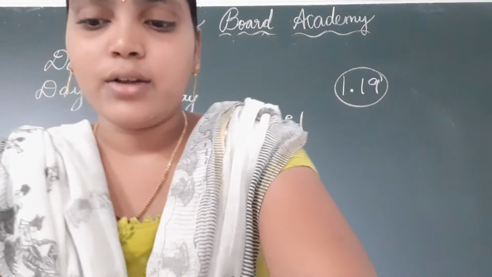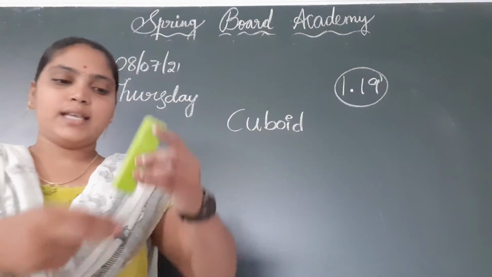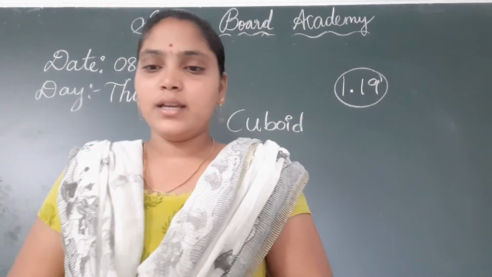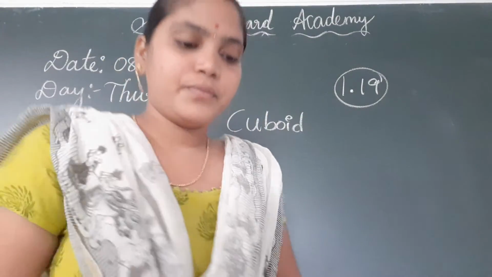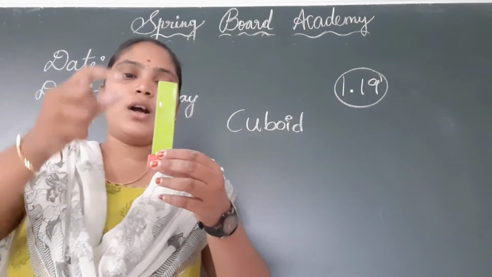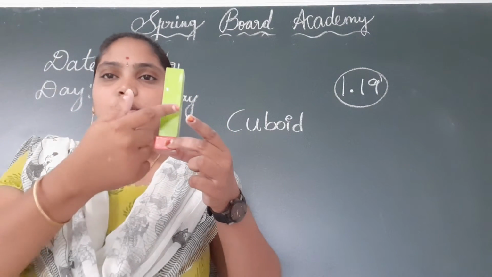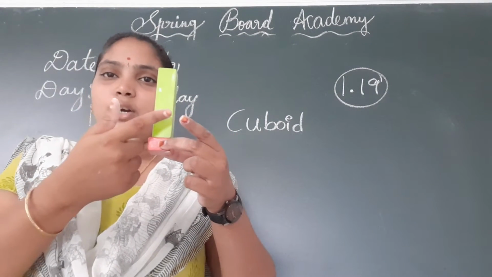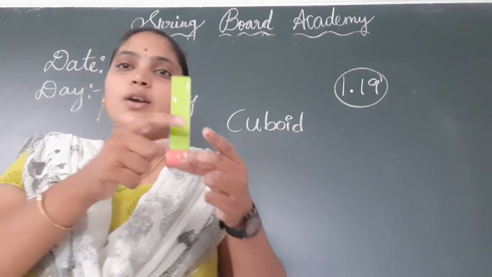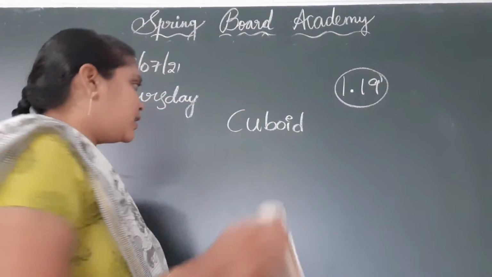Yes children, here you have to check. First shape is like this. In the first picture like this, children, you have to check what these two shapes are. So the first one, what shape is it? Cuboid, and this is cube. Okay, you have to write here.